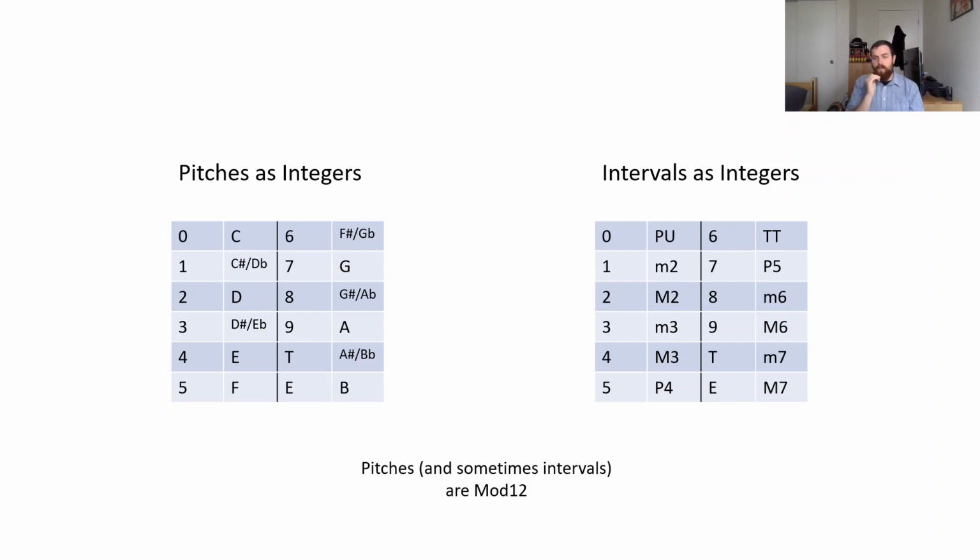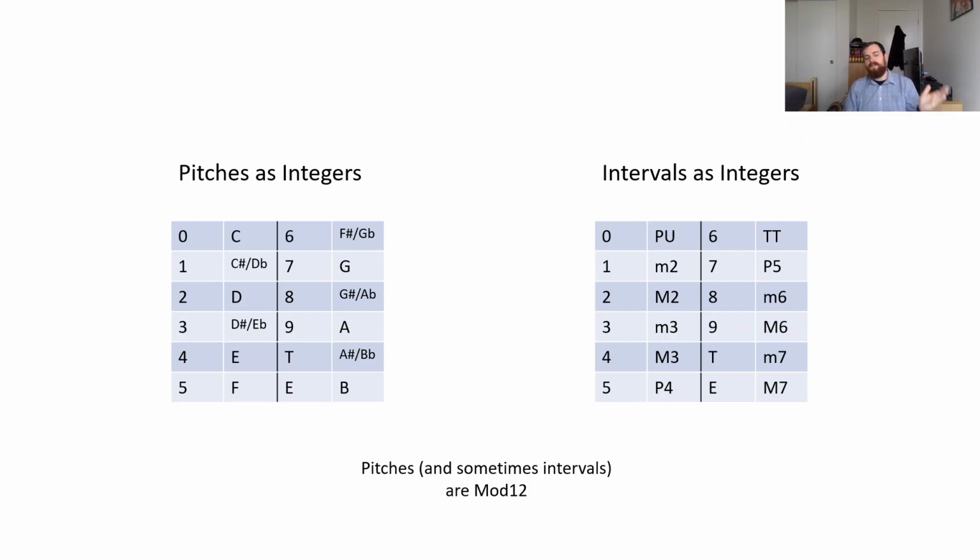And I want to address 2 quick things about this integer-based thinking. Pitches, and sometimes intervals, are mod 12, okay? So notice that 10 and 11 are T and E instead of 1 0 and 1 1. That's because if we put 1 0, it looks like 0 and 1. So we use T to distinguish it from 0 and 1.